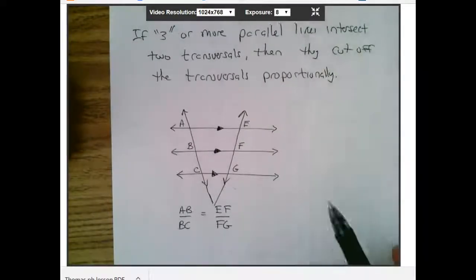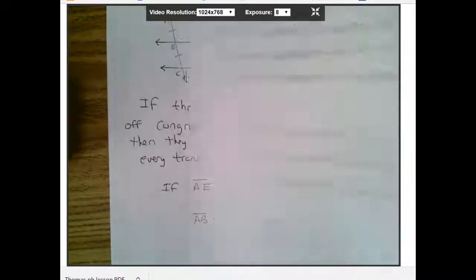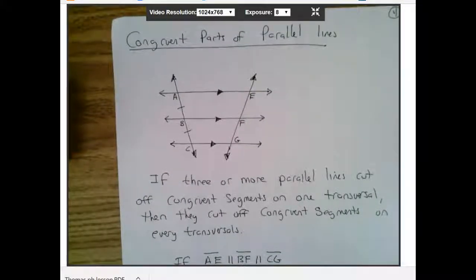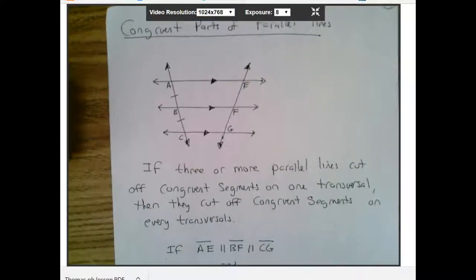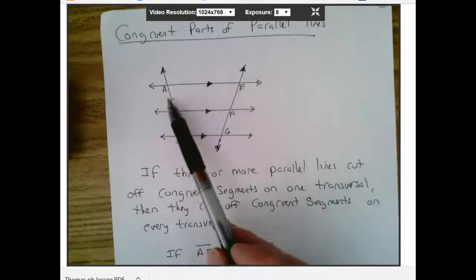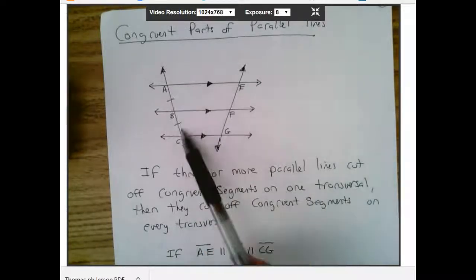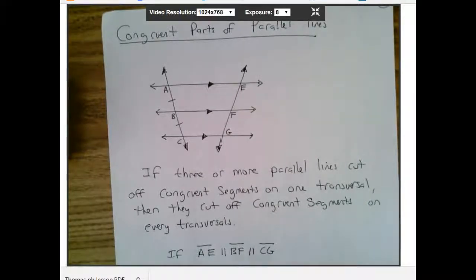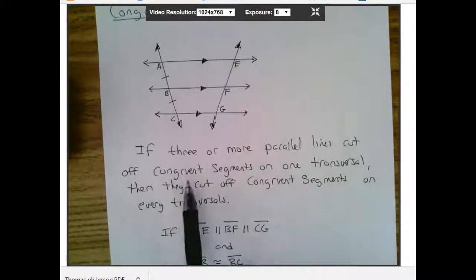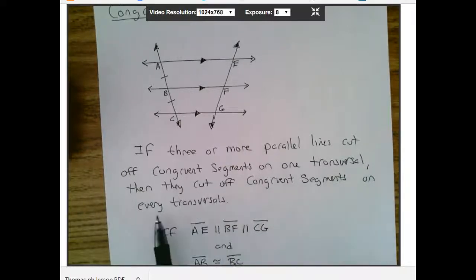Okay, so we can use that to also help us figure out parts of triangles that we don't know. Our last rule we're going to look at is congruent parts of parallel lines, another rule that we need to remember. And here you can see we have these 3 parallel lines, and we know that A is congruent with B, you have these slash lines here, then that can help us figure something out about this side. And this rule says if 3 or more parallel lines cut off congruent segments on one transversal, then they cut off congruent segments on every transversal.